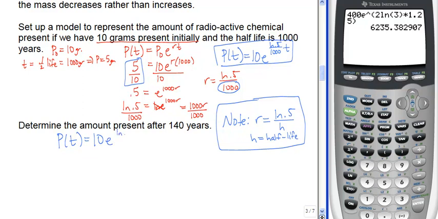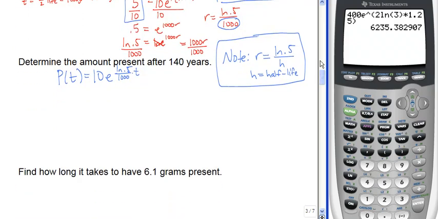So just like in the last example that we did, now that we have this model, either I'm going to give you a t and ask for a p, or I'm going to give you a p and ask for a t. Those are the only kinds of questions that I could ask. So let's see what this next example is asking for.